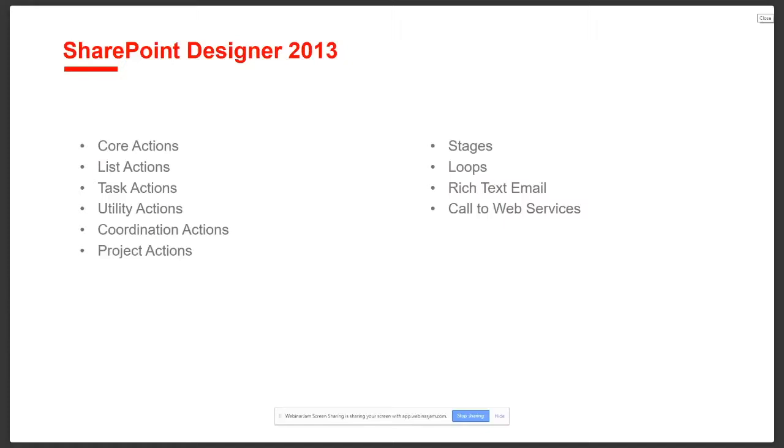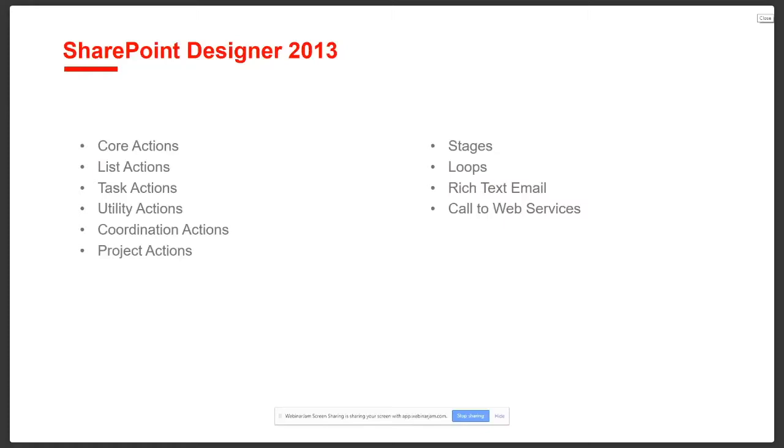Coordinations are going to be items and actions related to starting a list workflow or starting another site workflow. So within your workflow, you could eventually start another workflow that you built. So those are within the coordination actions list. And then project actions, if you have Project Server or Project Online associated with your subscription or SharePoint environment, you're going to be able to leverage a specific set of actions that are related to Project Server.